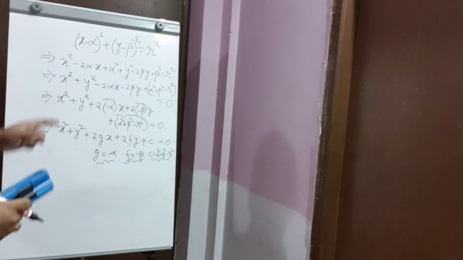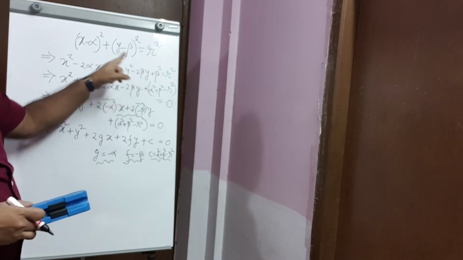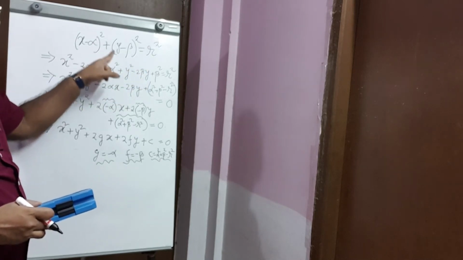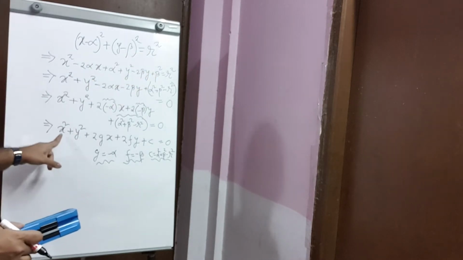Then finally the equation in the central form, which was given by (x minus alpha) whole square plus (y minus beta) whole square equal to r square, takes this form.